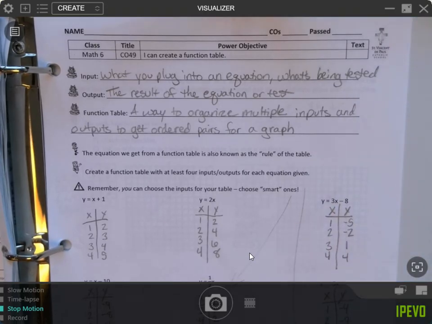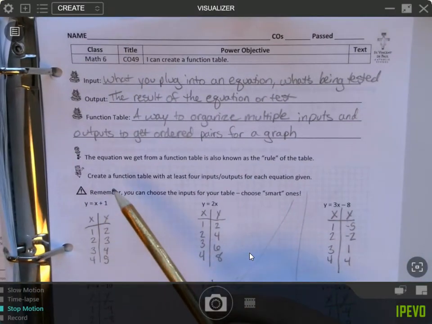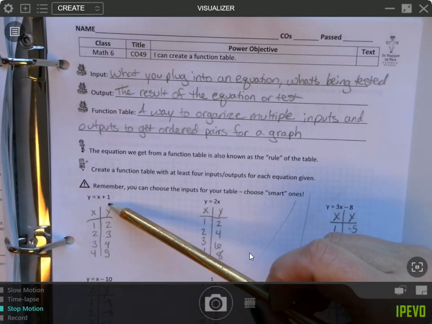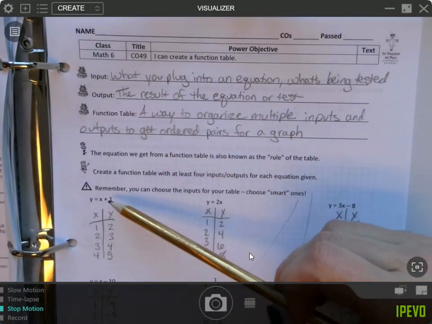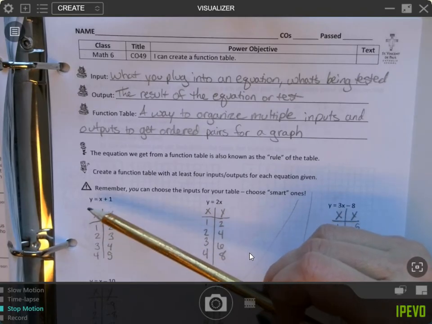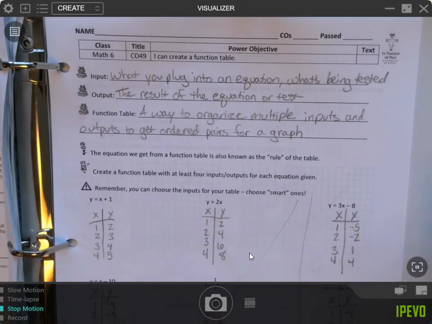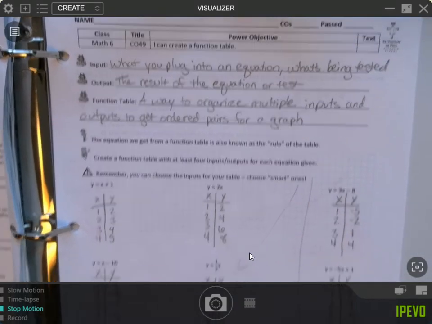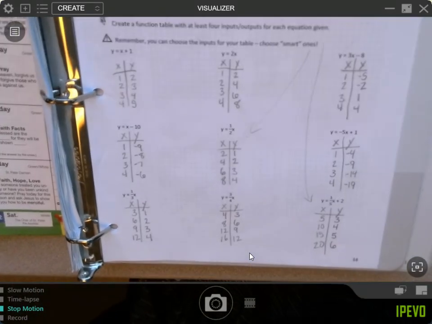So remember, the input is what you put into the equation. The output is the answer that you get from the equation. So we have the x and the y. The x is what you're putting in. The y is the answer that you get out. And we're following the rule.